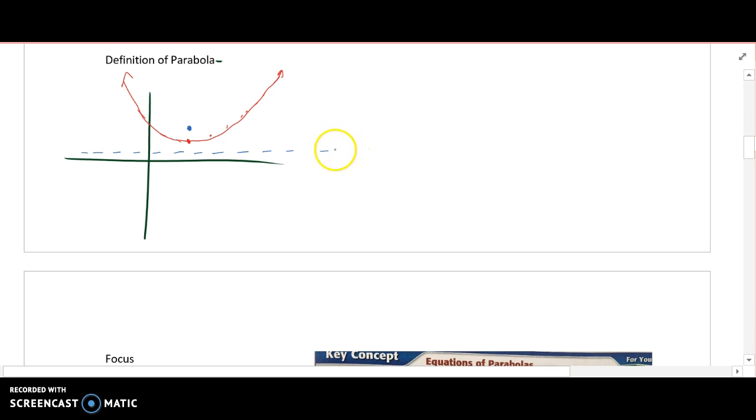Key things here. This line is called the directrix. This point is called the focus. And then this point, the one that goes directly between the focus and the directrix, is called our vertex. So again, the definition of a parabola is that it's the set of all points, all these red points, that are the same distance between a given point, the focus, and a line, the directrix.